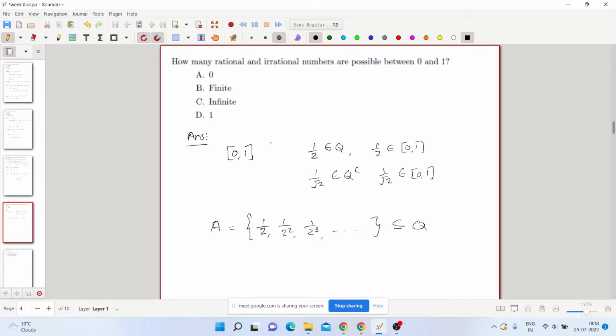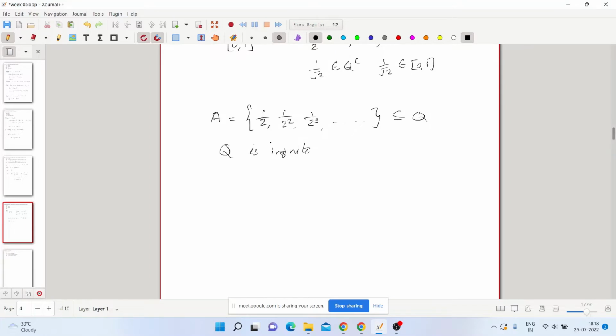In the same way, we need to check about irrational numbers also. What we got is Q is infinite. Now, we need to check whether Q complement is finite or infinite. Q complement means set of all irrational numbers. We know that rational numbers are countable, and we can write closed 0, 1 as the closed 0, 1 intersection Q union closed 0, 1 intersection Q complement.